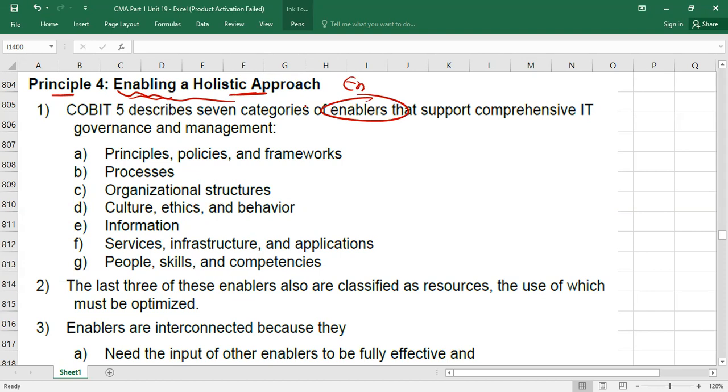So guys, please remember, to apply IT we need in total 7 things. That is called the holistic approach, or the 7 enablers. Number 1, what do we need? We need principles, policies, and frameworks. The keywords here are policies and framework.